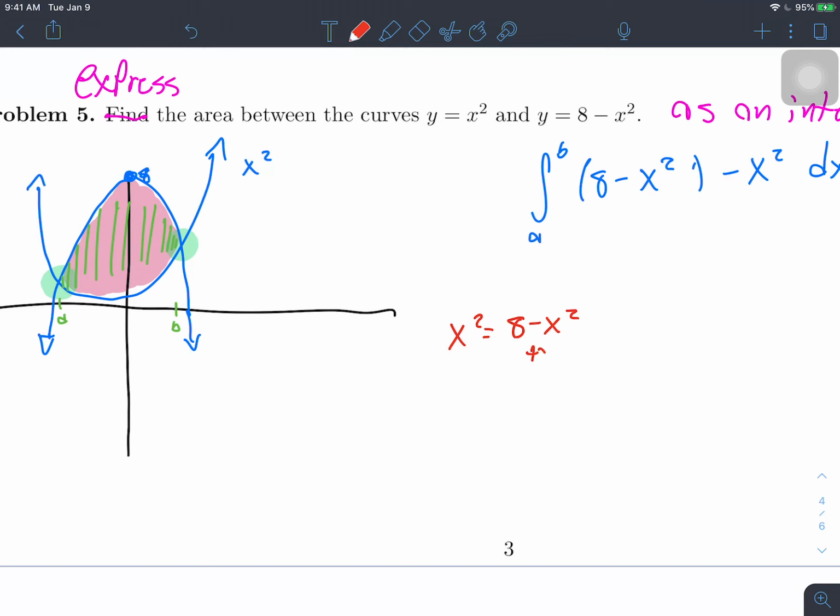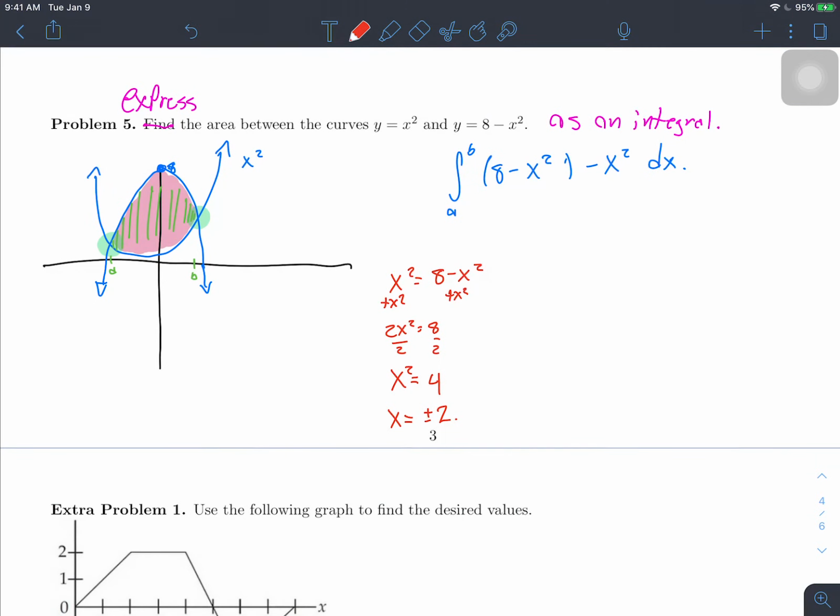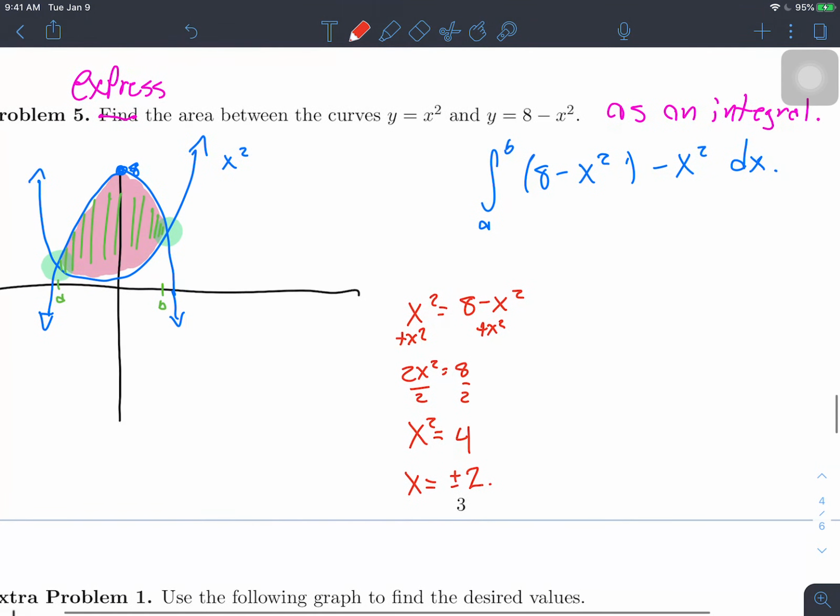I'll add x squared to both sides. I get 2x squared equals 8. I'll divide by 2. I get x squared equals 4. And I take the square root, and I get plus or minus 2. So what do we think A and B should be?